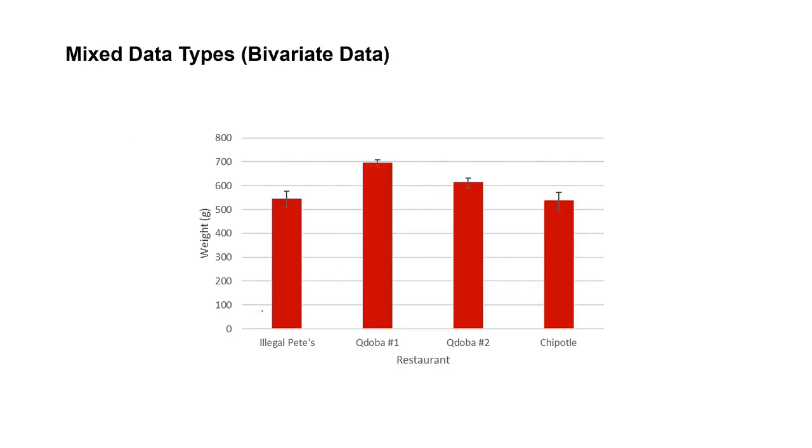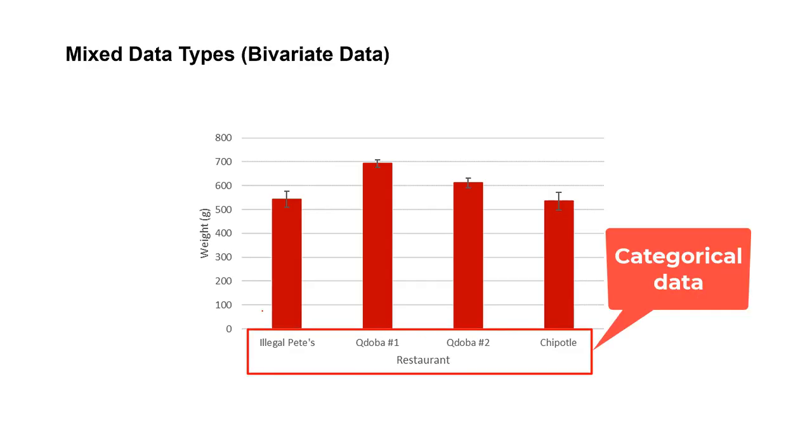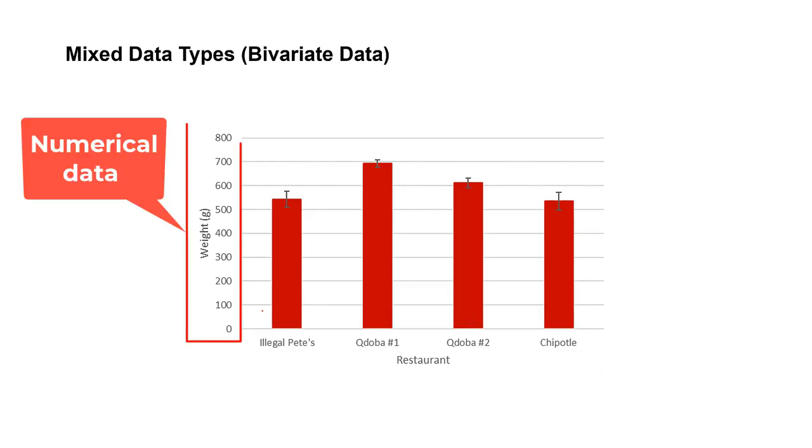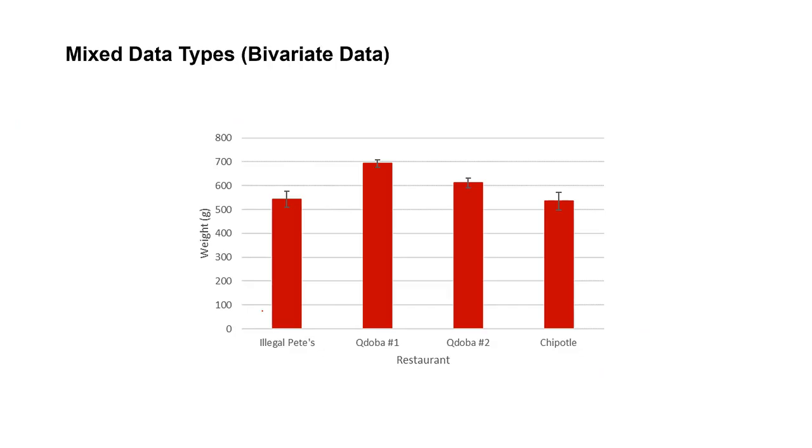By the way, you can have mixed data types for bivariate data. I presented this burrito data in the previous screencast. And what we have here is categorical data on the x-axis. So these are particular discrete restaurants. But then on the y-axis, we have numerical or continuous data. So you can present mixed data types as I'm doing here.